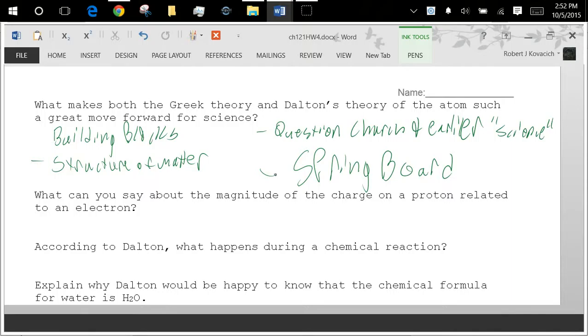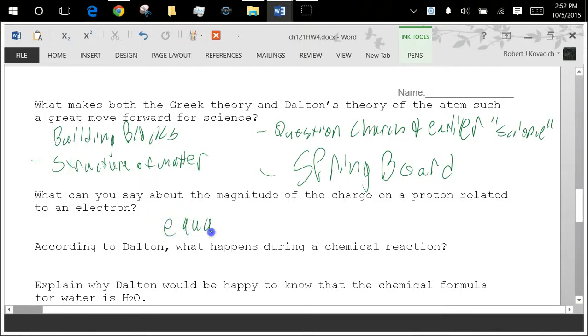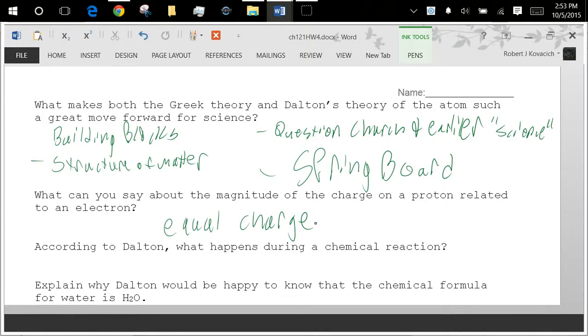What can you say about the magnitude of the charge of the proton relative to the electron? They're equal. Even though the proton is so much larger, it doesn't matter. They have the exact same charge. So if I've got one proton and one electron on an atom, what's the atom's charge? 0, neutral, it's been neutralized.